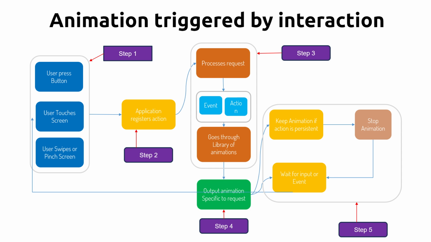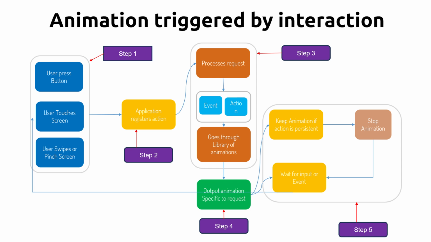Step 3. Request processing. Event and action identification. The application identifies event. What interaction occurred, e.g., tap on a menu item. Action. The appropriate response for the detected event, e.g., opening a submenu or starting an animation. Library lookup. The system refers to a library of animations to find the animation tied to the action. For example, if the event is a swipe, it may fetch a page transition animation.